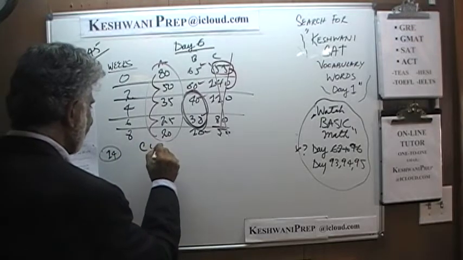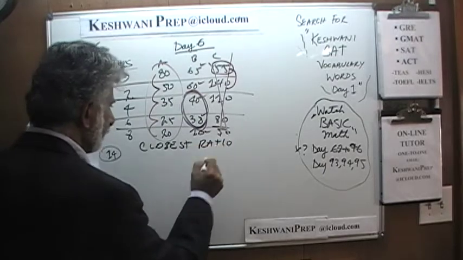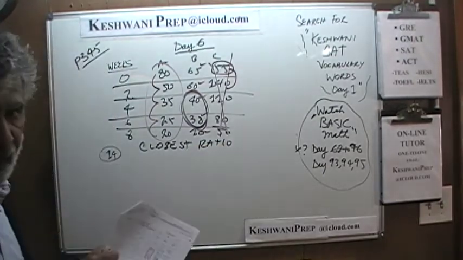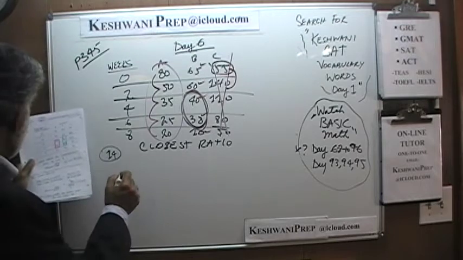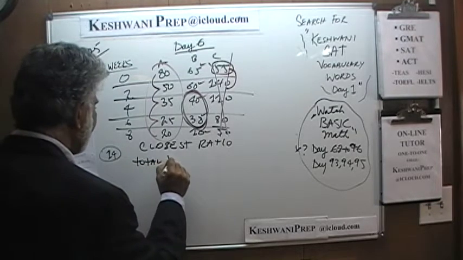And they actually say that we're looking for the closest ratio, which means you don't have to be very precise. And the reason we cannot be very precise is because we'll see in a second. So we're looking for the total at the end in week 8.